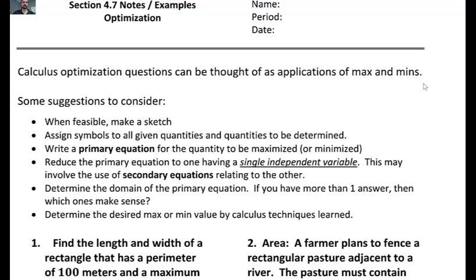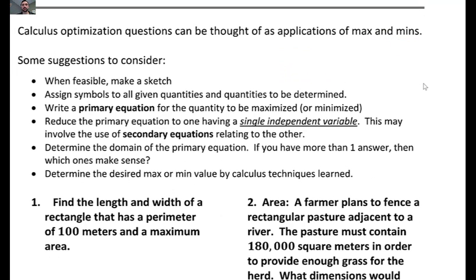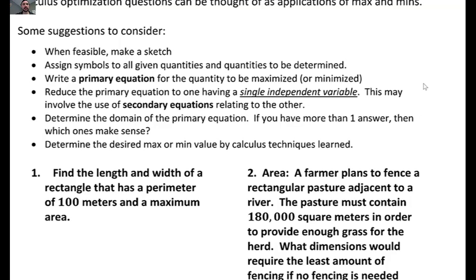Suggestions and some examples for calculus optimization questions. So calculus optimization questions are really just like min and max questions, but they're an application problem, so something real world related. As we go through these questions, anytime you can make a sketch, that's a good idea. Assign symbols to stuff that you know and stuff that you want to know.